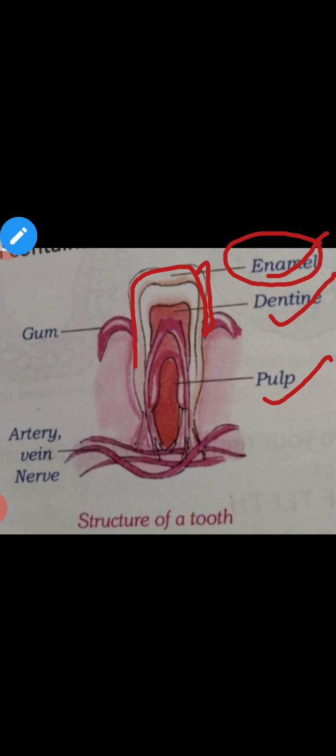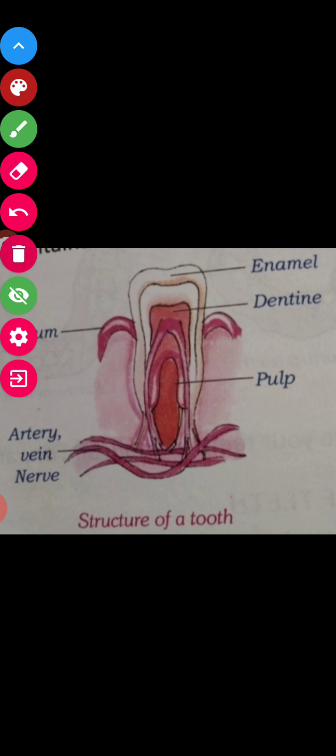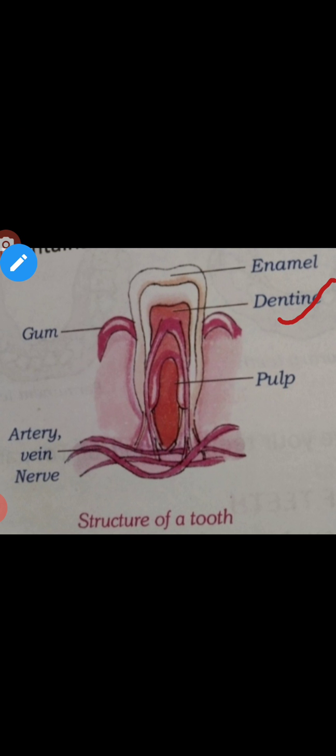Now next is the dentine. Dentine lies inside the enamel and it protects the inner pulp. Pulp is the innermost layer, which contains nerves and blood vessels. Pulp contains the nerves and blood vessels.